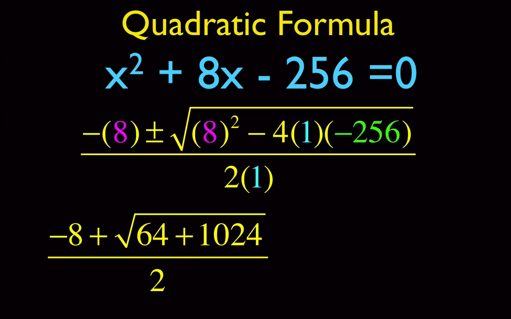Okay, now you can see here I went ahead and squared 8, and I multiplied negative 4 times 1 times negative 256. What we end up with here is two answers. As you can see, I got rid of the minus sign because if you're starting out with a negative and you're subtracting, it's just going to get more negative. So if you take just the positive answer, you end up with 12.49, or approximately so.